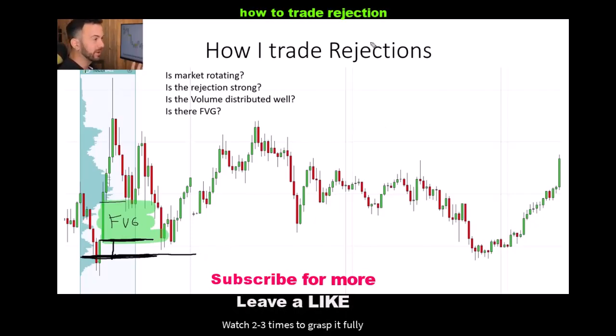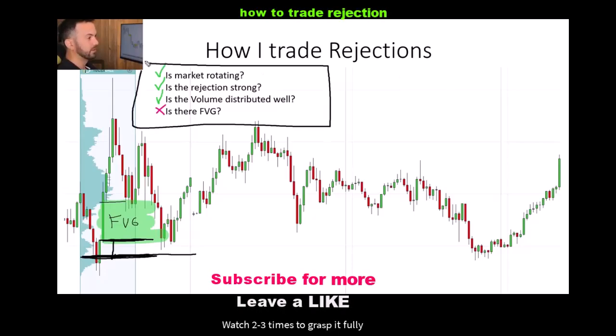In this case, it's not so clear cut, but if we go through the checklist, the market is rotating, the rejection is strong, volumes are distributed well, but the fair value gap is above the place where I would like to trade. It's not above the heavy volume zone, so in this case, I would look at it like this, because the fair value gap is there, but it's a bit higher, right? So if I wanted to be strict, the checklist would look like this, but still 3 conditions are met, which means this is still a good trade to take, right?